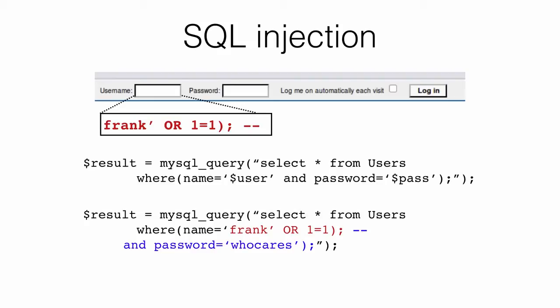What's this query going to do in the end? Well, it's going to select every user whose name is Frank or 1 equals 1. Well, 1 always equals 1, and so this query will always succeed, and effectively this will return the entire contents of the user's table.